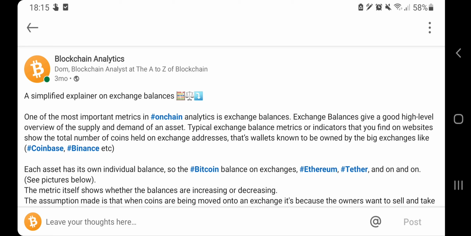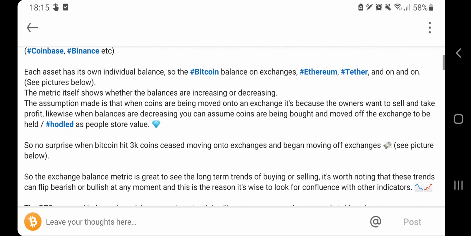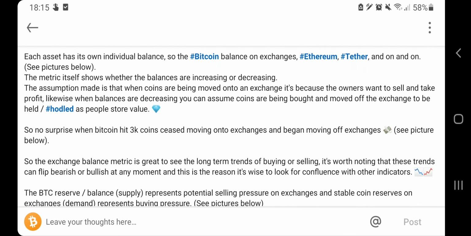Typical exchange balance metrics or indicators that you find on websites show the total number of coins held on exchange addresses. That's wallets known to be owned by the big exchanges like Coinbase, Binance, Kraken, etc. Each asset has its own individual balance, so Bitcoin balance on exchanges, Ethereum, Tether, on and on. And I'll show you some graphs in a minute.